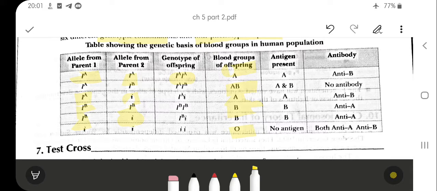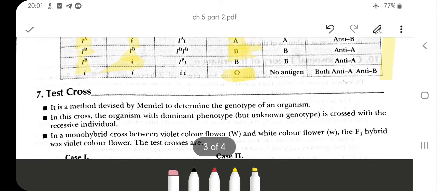And if one parent has A and another has B, the name is AB. And if no antigens are present, then the name is O, because both recessive genes are present. So we have 4 phenotypes and 6 genotypes, with 4 blood groups, A, AB, B and O. Crosses we will do later on. They are very important crosses.